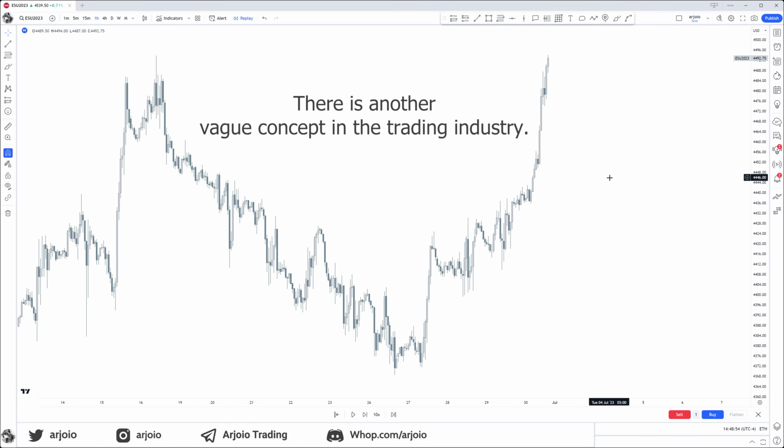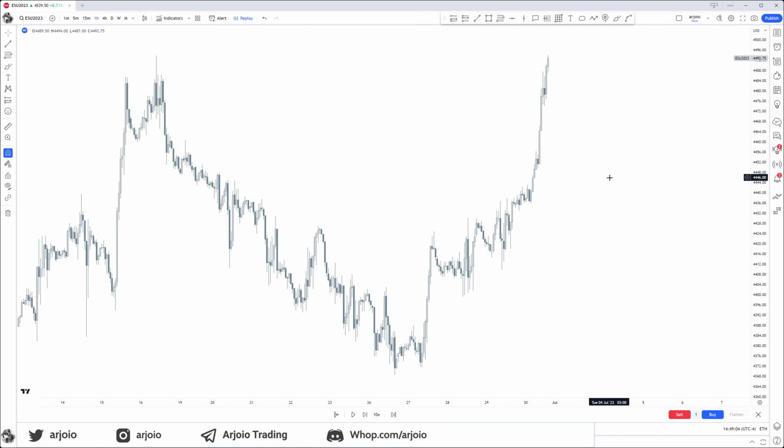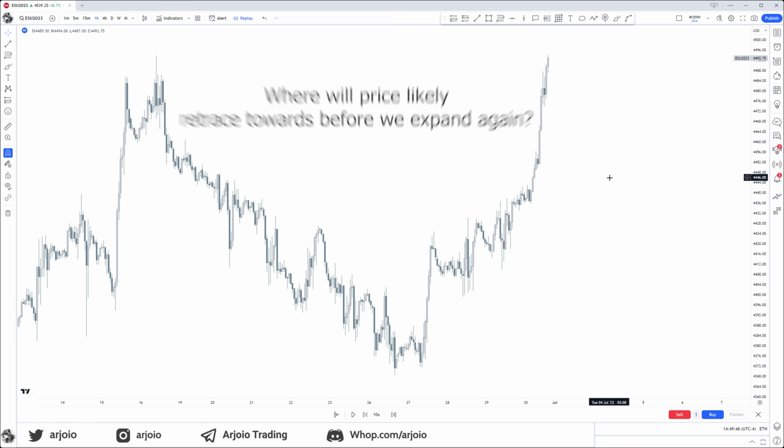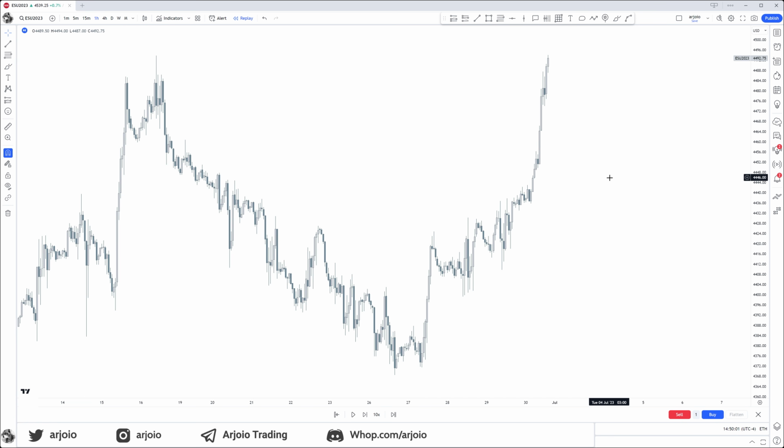There is another vague concept in the trading industry. Of course, there's a lot, but this one particularly, I've never seen a clear answer to it. The vague concept I'm talking about is, how far can price retrace before we continue? Or in other words, where will price likely retrace towards before we expand again? That is exactly what we are going to go over in this video.